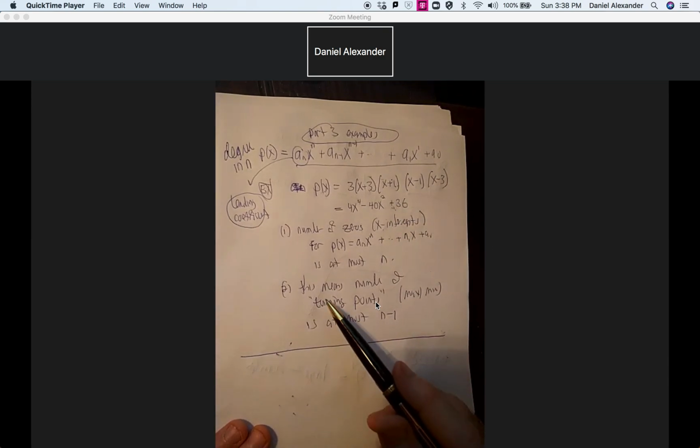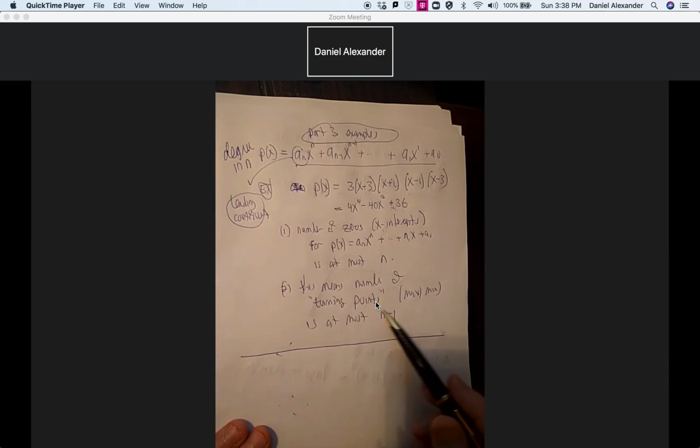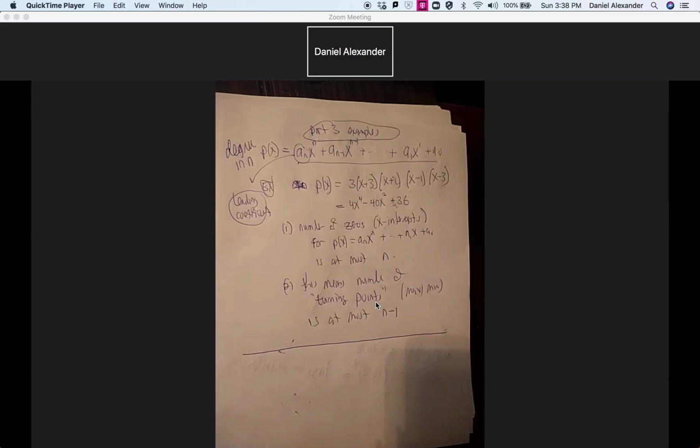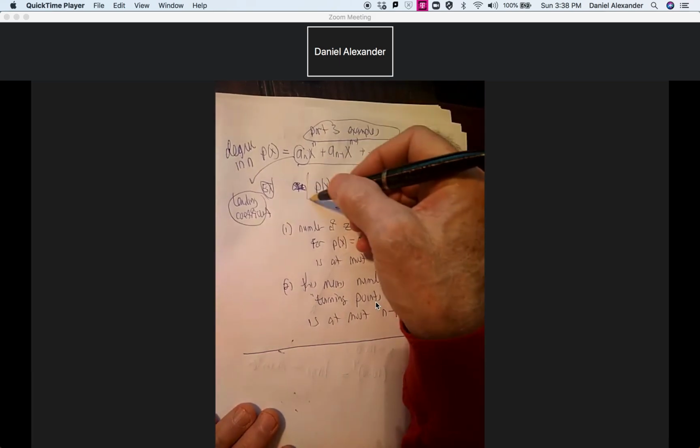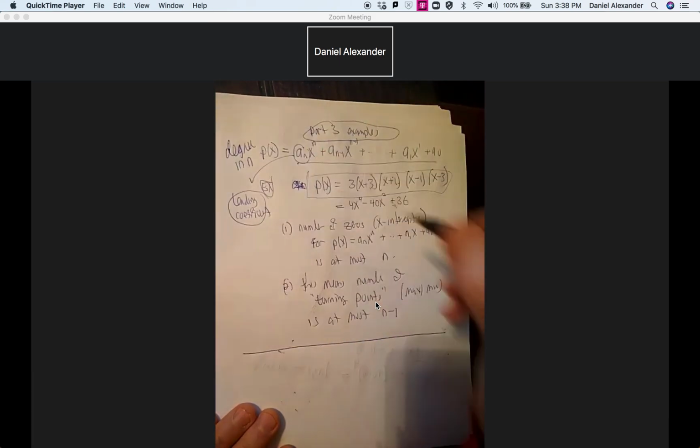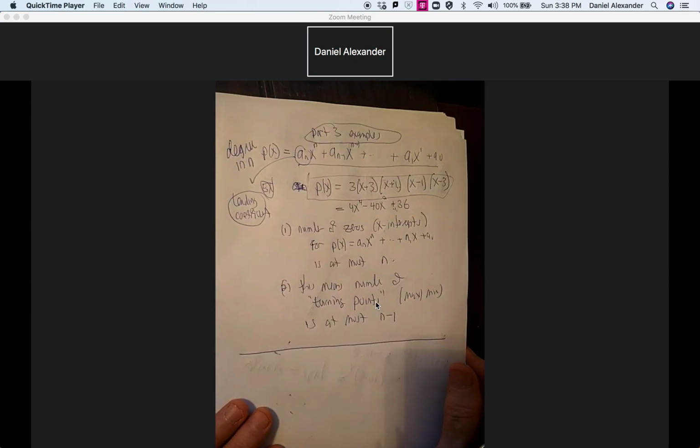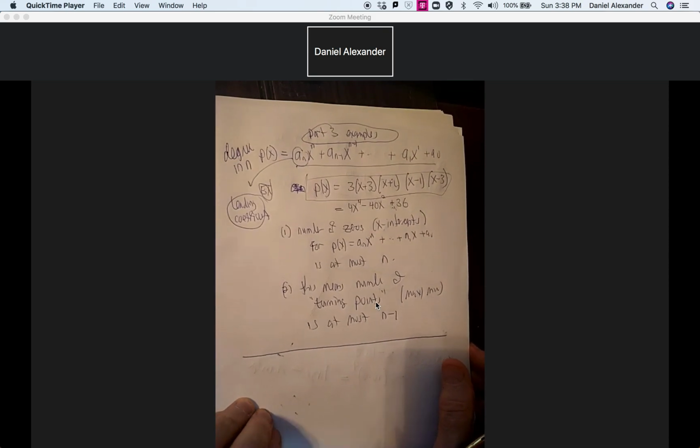Now, what I'm going to show you is that because the number of zeros is at most n, the number of turning points must be one less than the number of zeros. So one less than n, the number of possible zeros. I want to look at this example right here. That's what I'm going to start with. If you want to try that, hit pause, and then I'm going to do it on the next page.